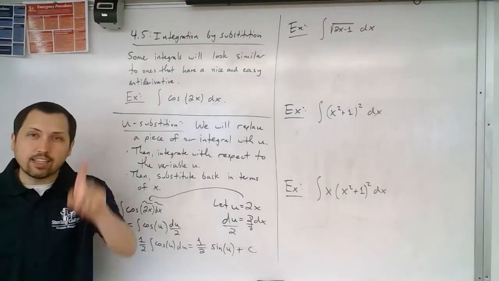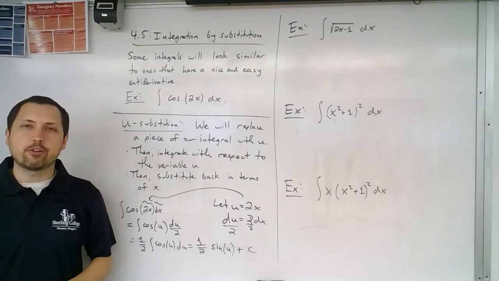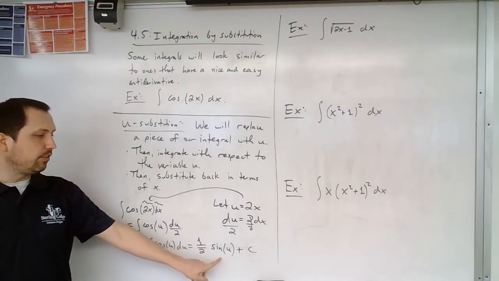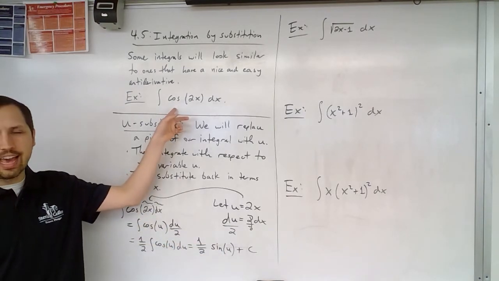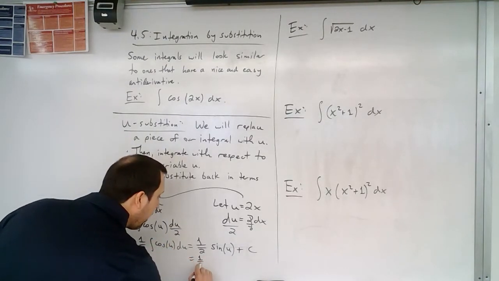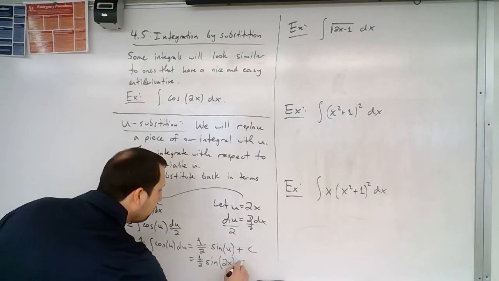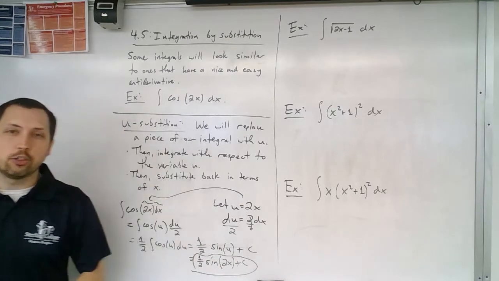So don't forget your plus c. You're still finding these indefinite integrals. But this doesn't make sense, right? Sine of u doesn't make sense to say that is the antiderivative of cosine of 2x dx. I need to introduce x's again. So we substitute back in. So I have 1/2 sine of 2x plus c. And so this is my solution.